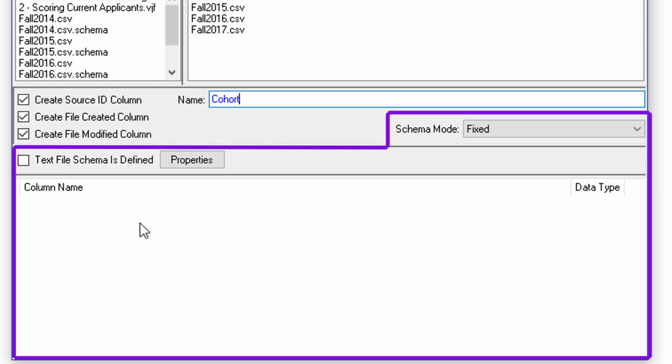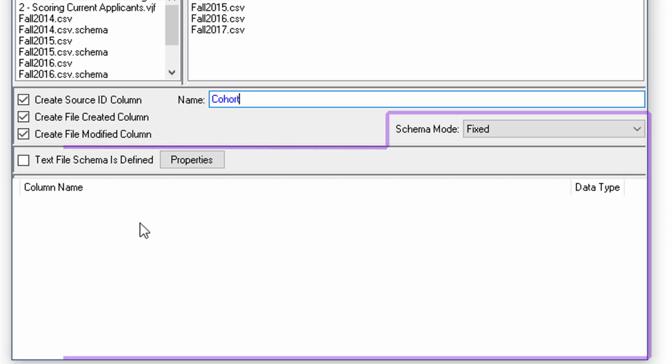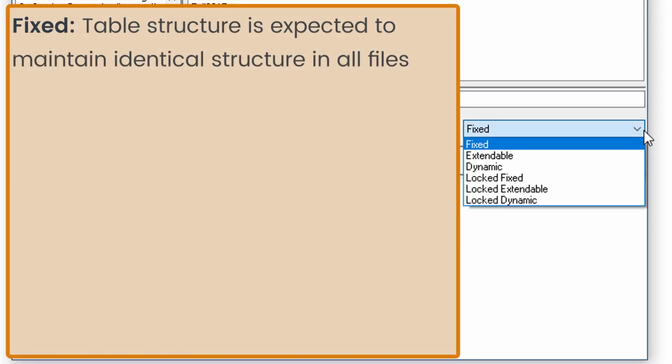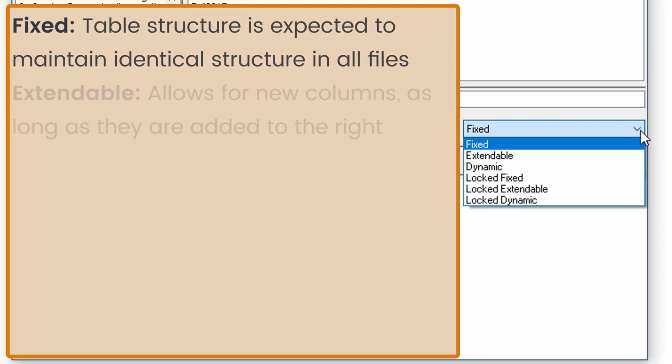The final piece of the process is the schema for the matching tables. There are 4 basic options here, and they help to dictate how the stack node will read the data. Fixed means you will always expect matching tables to match the column structure perfectly, and this is the default.